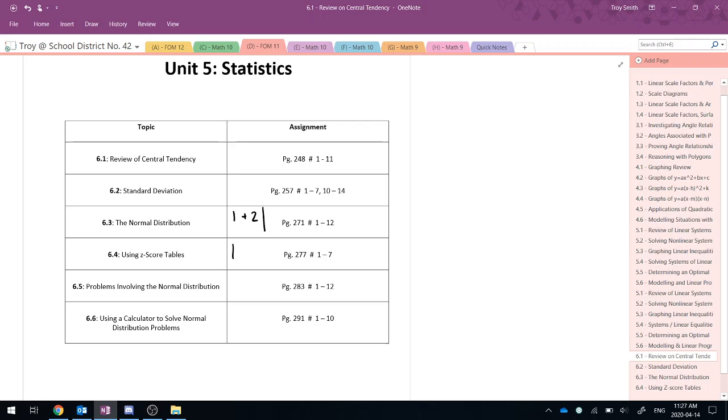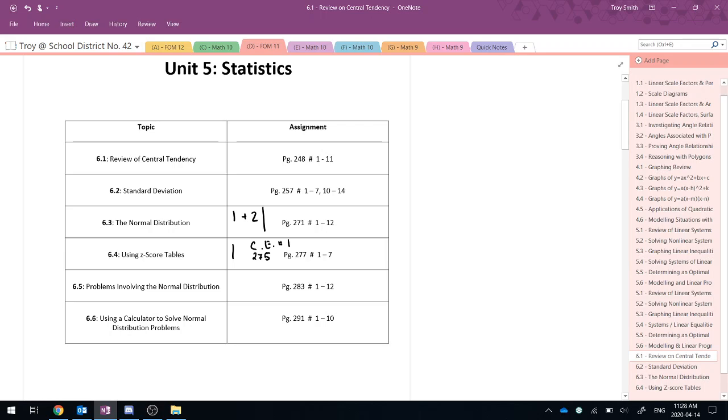And I'll also have you do a class example. So we'll say class example number 1, and that's actually on page 275. Okay, do class example number 1 from page 275. Do that one first, and then do question 1 on page 277. Okay, let's do that for now and call it a week.